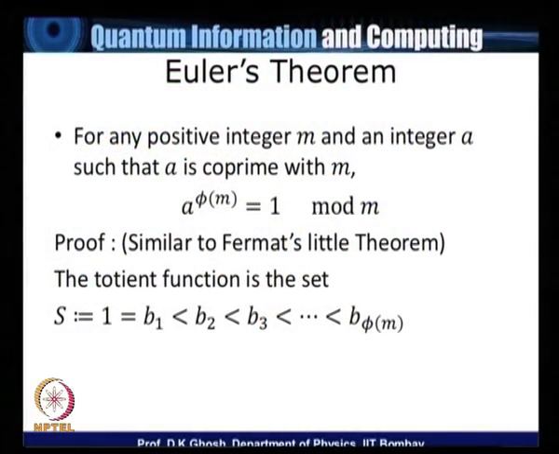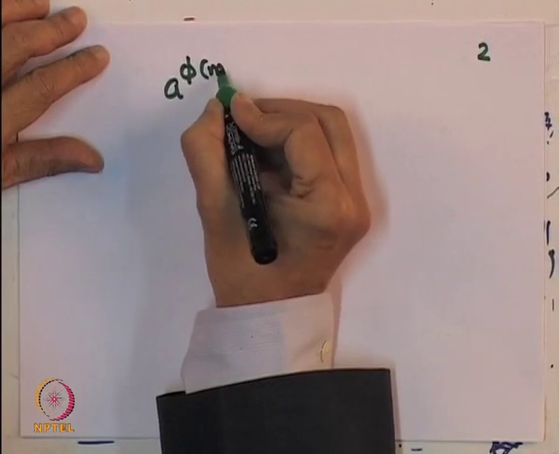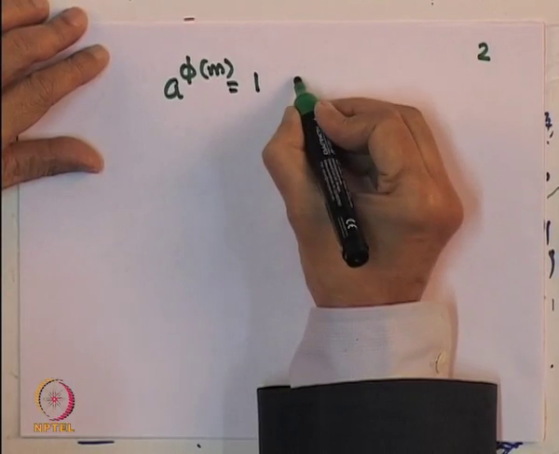Based on this, let me illustrate another theorem which is known as Euler's theorem. Euler's theorem states that for any integer m and an integer a such that a and m are co-prime, I must have a to the power phi of m is equal to 1 mod m.